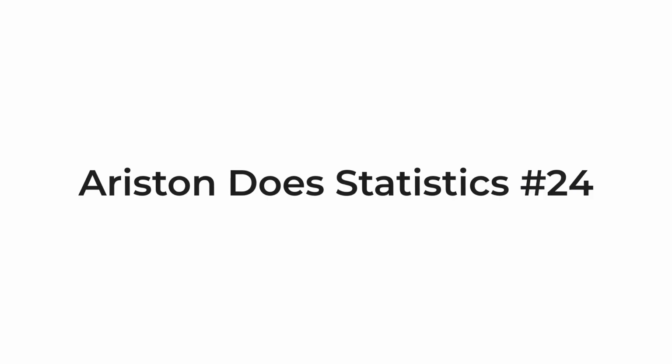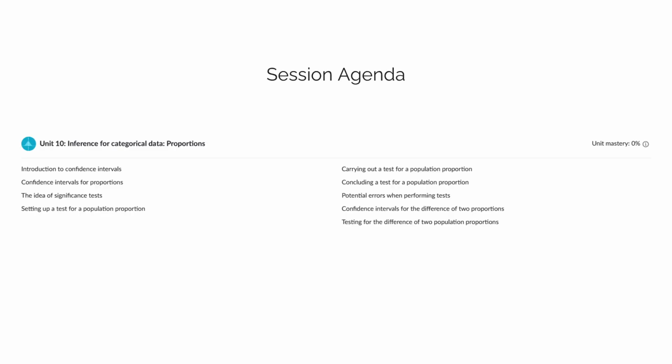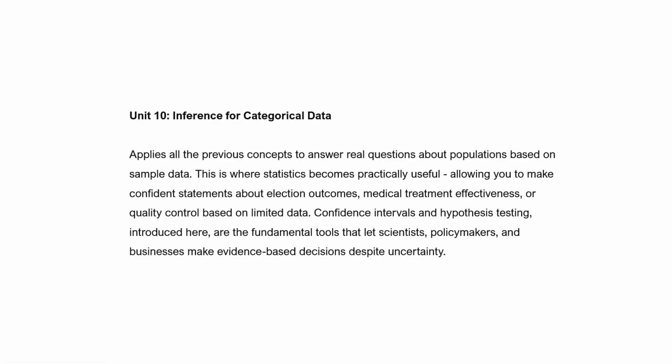Today is episode 24 of me doing statistics. Today we'll be doing the unit test on unit 10. It's been about a week since I last uploaded, which is fine. Looking through here: confidence intervals, significance tests, tests for population proportions, potential errors when performing tests, confidence intervals, and then looking at the difference of two proportions. Okay, let's get started.